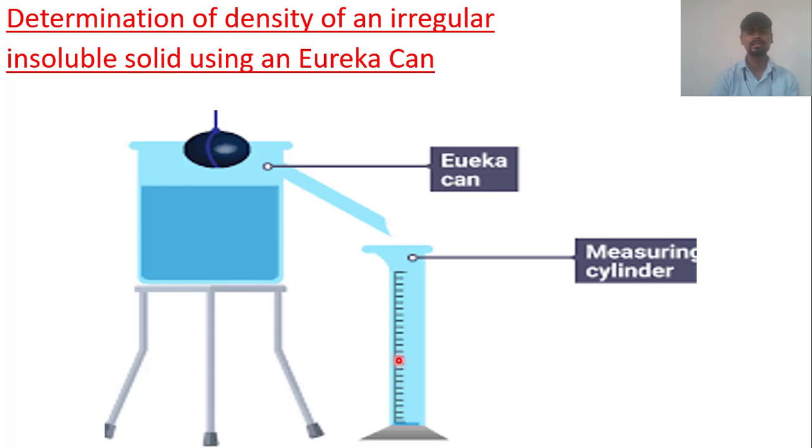Say I got 5 cc. 5 cc means cubic centimeter, that is equal to 5 ml. It means I can say the volume of this solid is 5 ml. So whatever the amount of overflow liquid collected in this measuring cylinder, that volume of water is equal to the volume of this particular solid. So this is another method we can use for the determination of density, using an Eureka can.